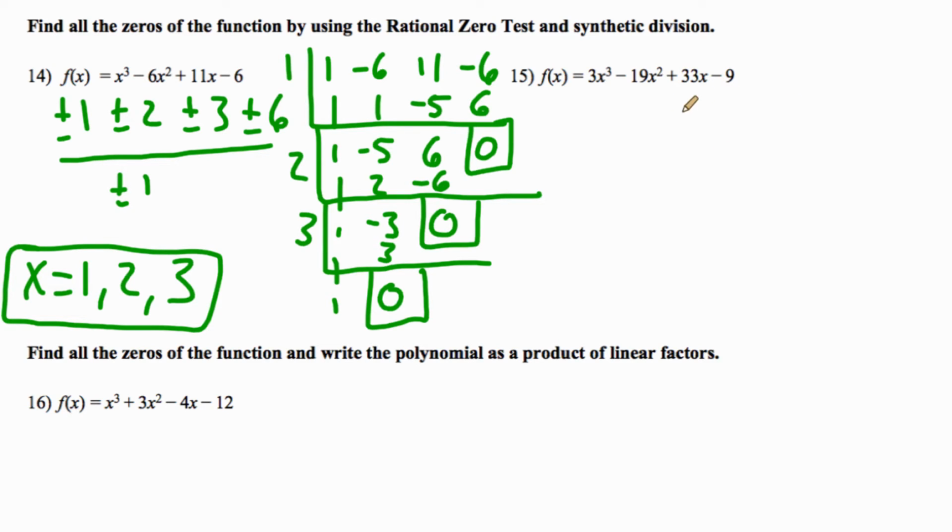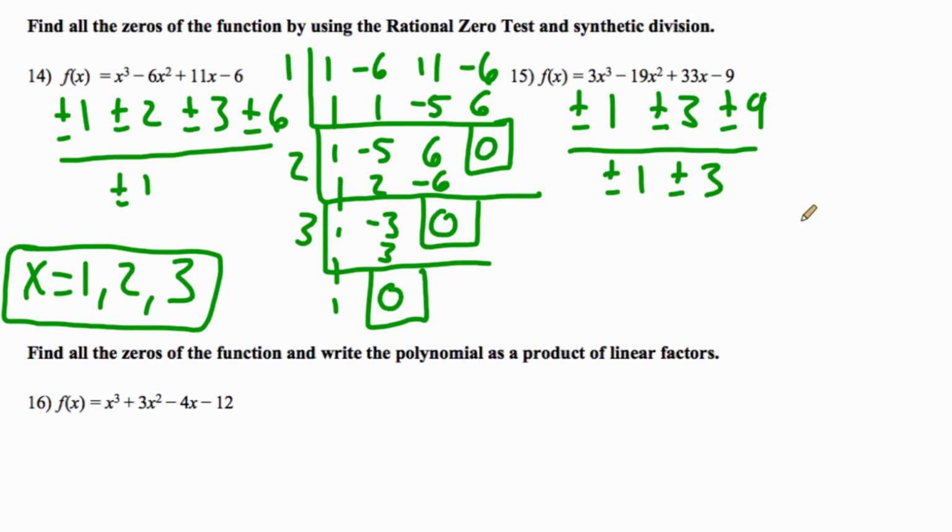For number 15, again, we're going to set up our list of possible zeros. So we're looking at the 9 for the top, so we get plus or minus 1, plus or minus 3, and plus or minus 9. Now on bottom, the leading coefficient is a 3, so we get plus or minus 1 and plus or minus 3. If we set up our synthetic division, we've got 3, -19, 33, and -9.